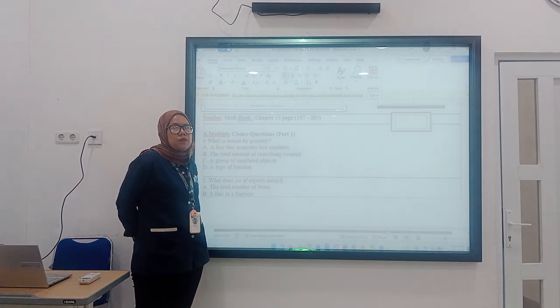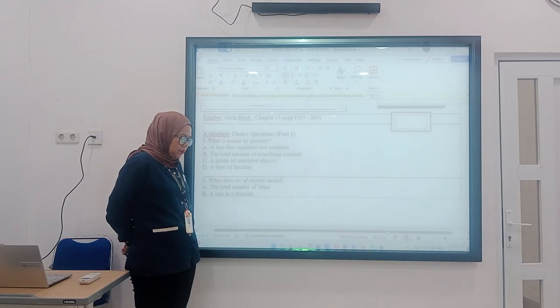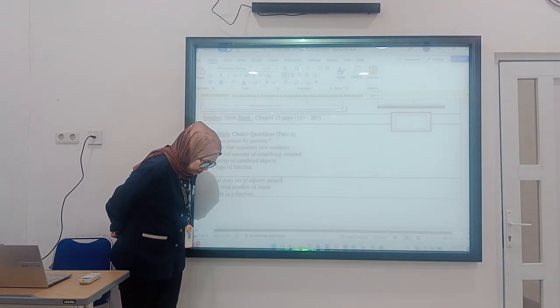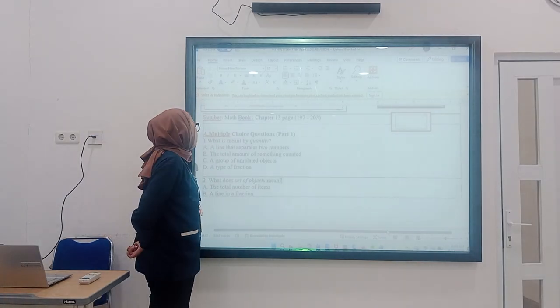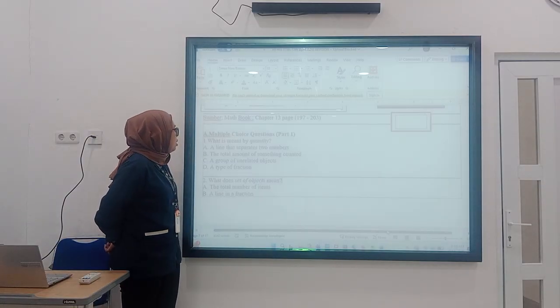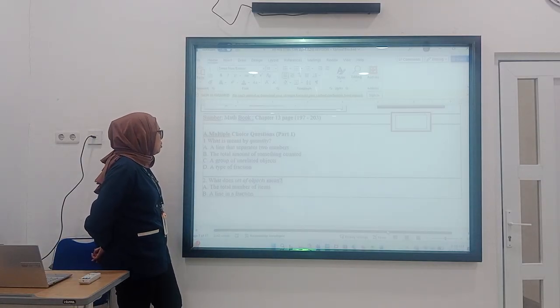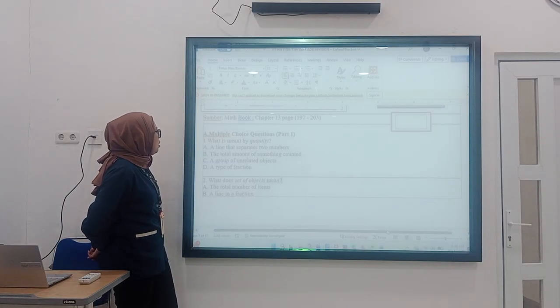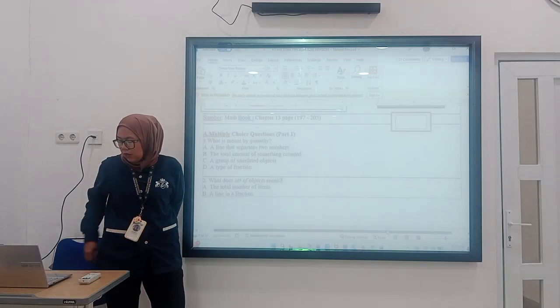Okay, now we will start the teacher evaluation. We start from the subject math first. What is meant by quantity? The answer is B, the total amount of something counted.